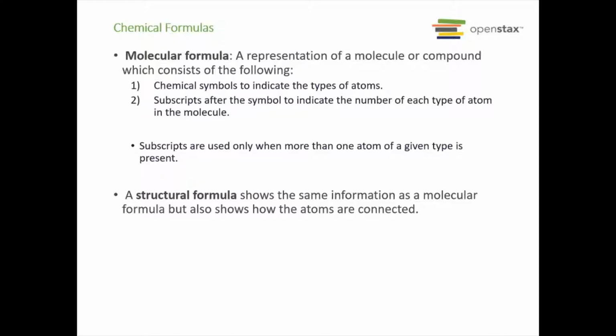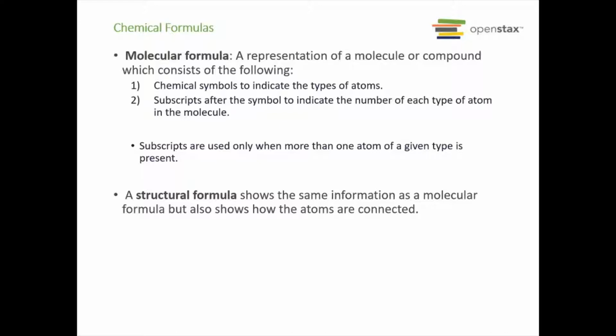A molecular formula, to start with, is a representation of a molecular compound which consists of chemical symbols to indicate the types of atoms and subscripts after the symbol to indicate the number of each type of atom in the molecule. So subscripts are used only when there's more than one atom of a given type. If you have CH4, you would write it as CH4. You wouldn't put C1H4. If it helps you on your homework, it's perfectly fine to do that. The world's not going to end.